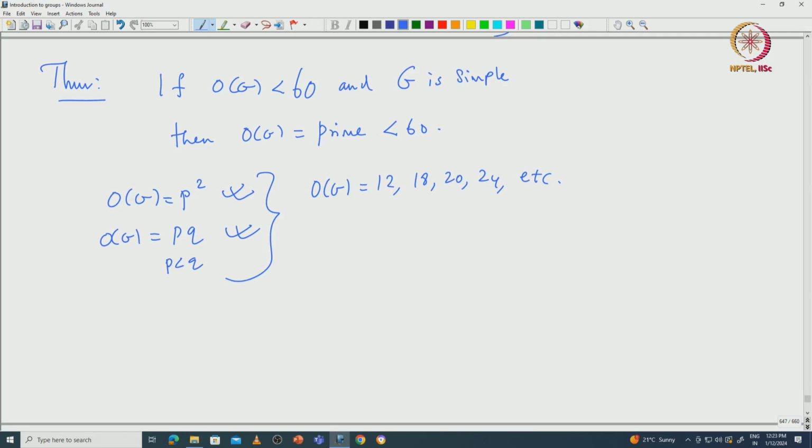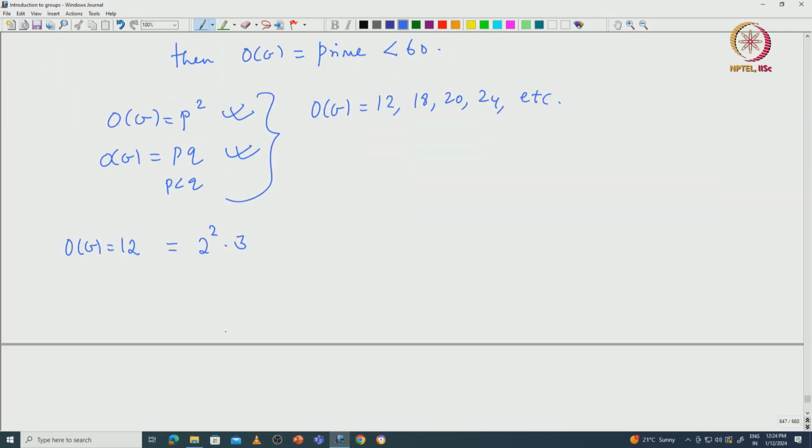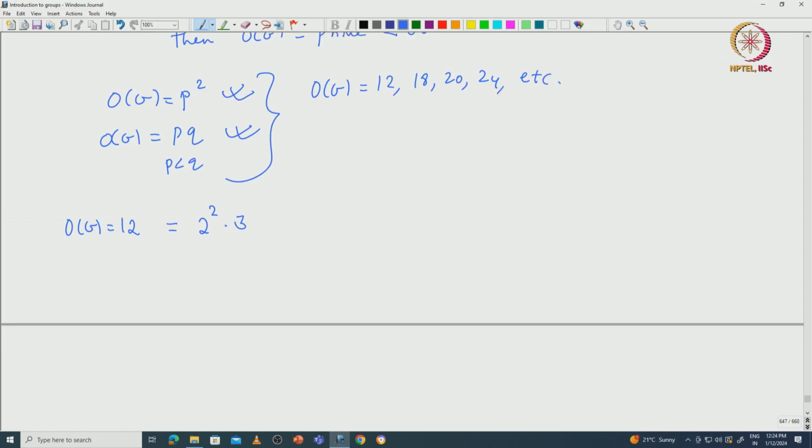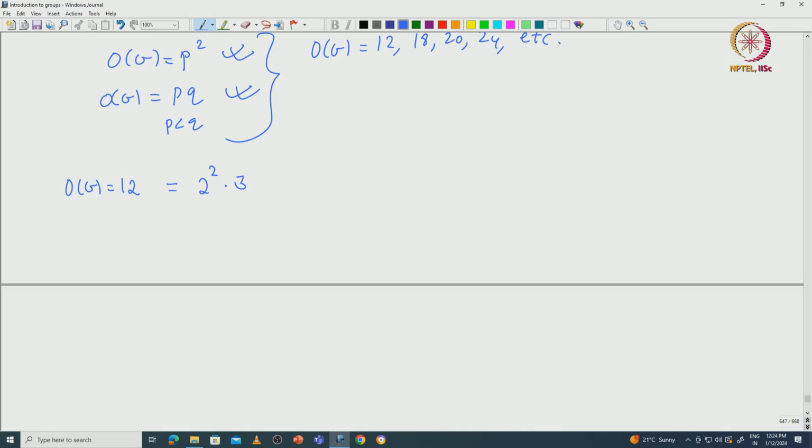I will demonstrate just two particular orders. Let us start with the order being, let's say, 12. I will do only one or two examples. So you can see that 12 is 2 squared times 3. Now we claim that this must not be simple. That means it must have a normal subgroup. So let us use Sylow's theorems and conclude what happens.